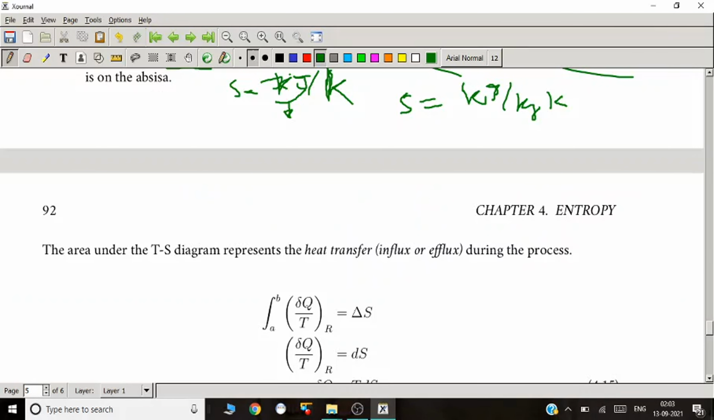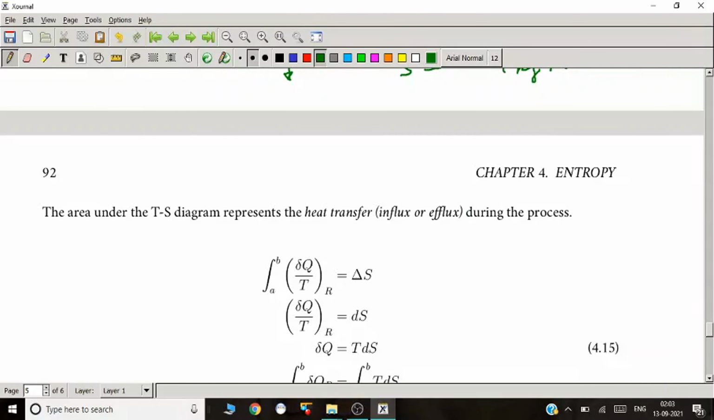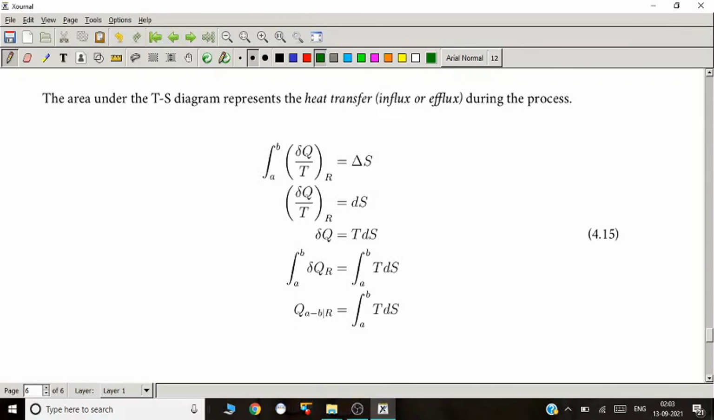So what is the TS diagram? What is the area under the TS diagram? As T and S are both properties of a system, we can represent all processes that we had represented for PV diagram in terms of TS diagram too.